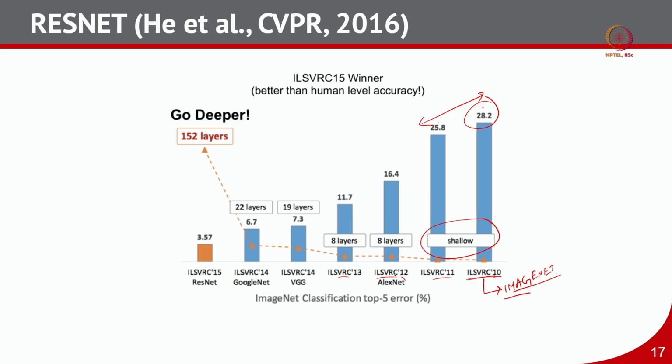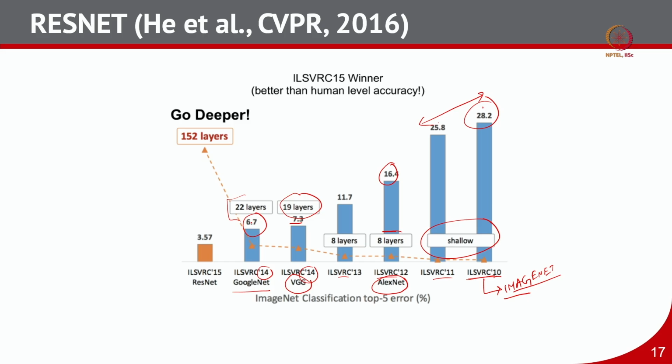Now, we discussed AlexNet, which was the winner of the ILSVRC 12 challenge. It had an error of 16.4 and it had 8 layers. Then VGG was introduced, which was a winner of 2014, which had 19 layers and an error of 7.3. Inception or GoogleNet was the winner of 2014 again, and then the error was 6.7, where it had 22 layers, right.